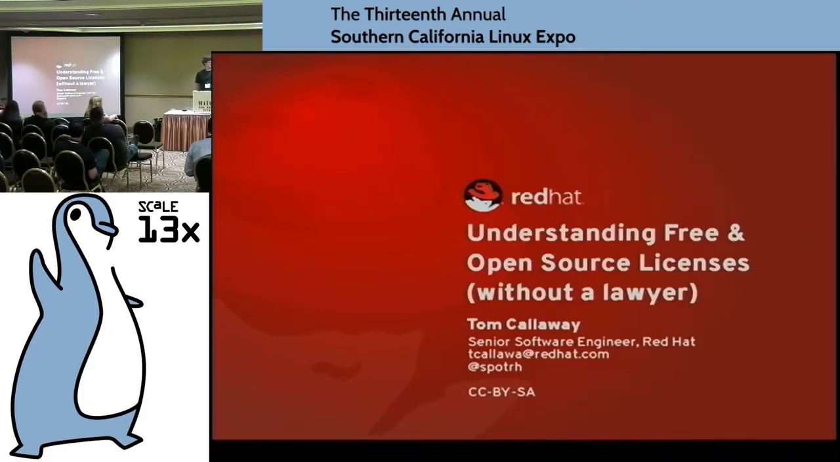So the last talk of the day is about understanding free and open source licenses without a lawyer. Free and open source licenses are a key part of how FOSS works, but most of us do not fully understand how or why they work. After reviewing over 350 licenses for Fedora, Tom has seen almost everything and can share his wisdom with you. In this talk, he will go over the commonly used FOSS licenses, describe how they work, and even point out some of the unique licenses on the fringe of the universe.